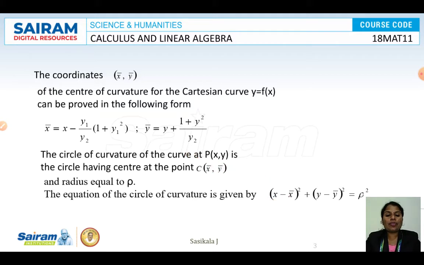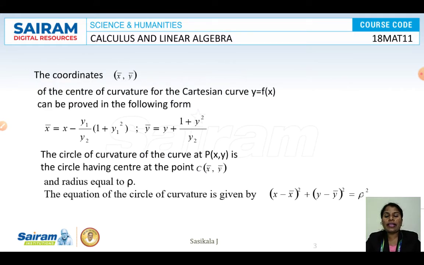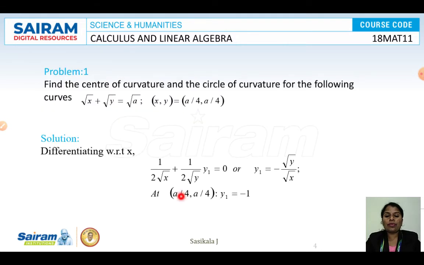Then for the circle of curvature, we replace in x minus x bar the whole squared plus y minus y bar the whole squared equal to rho squared. So first, for the formula of x bar and y bar, I need y1 and y2. For that purpose I am going to find y1 and y2 here.